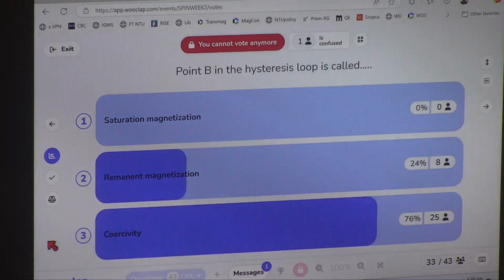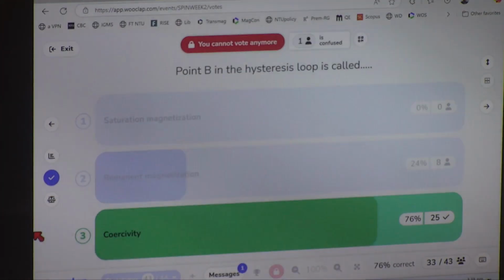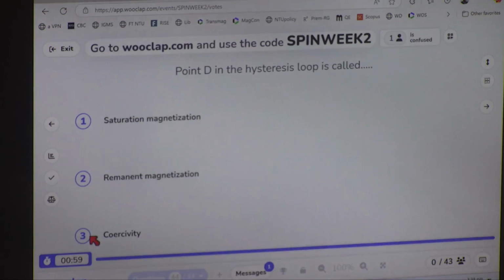Okay, some of you didn't do the visualization exercise, more wrong answers. I think we are closer to lunch time. Okay. The correct answer is coercivity. Next one.